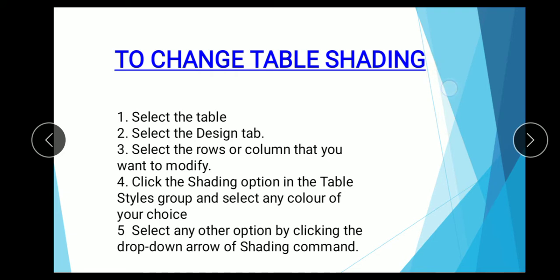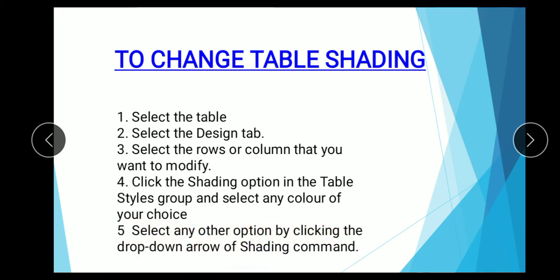To change table shading, follow these steps. Step first, select the table. Step 2, select the design tab. Step 3, select the row or column that you want to modify. Step 4, click the shading option in the table style group and select any color of your choice. Step 5, select any other option by clicking the drop down arrow of the shading command.